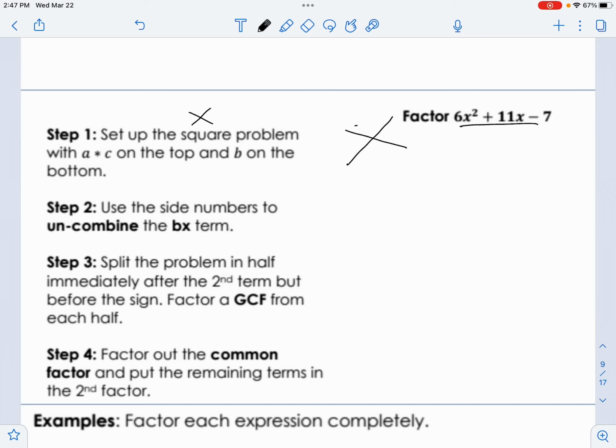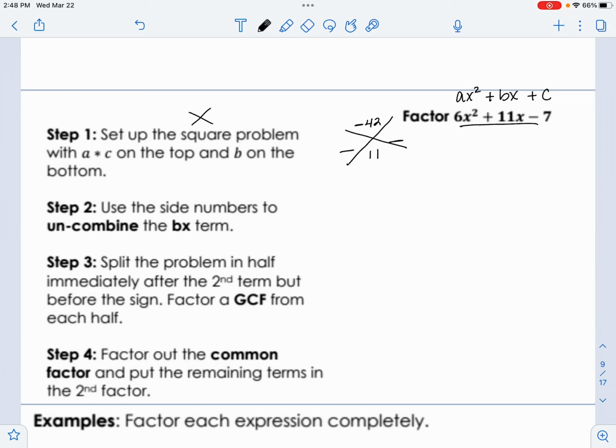So a times c. Well, remember, it's ax squared plus bx plus c. So 6 times negative 7, and make sure you bring the sign with you. So that number is negative 42. And the number that it needs to add to at the bottom is b, which is 11. So we need to find two numbers that multiply to negative 42 and at the same time add to 11.